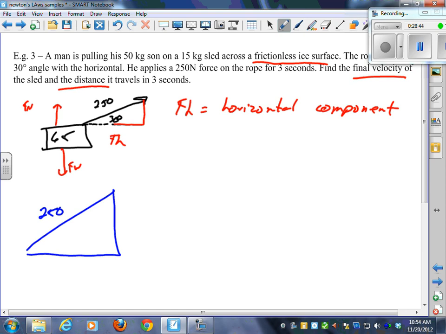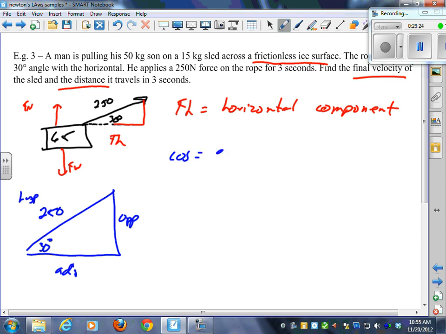250 newtons. Yes, I can just see the faces lighting up with excitement. I get to use the sine, cos, and tan buttons on my calculator again. This side is the opposite. This side is the adjacent. Remember all that? Which side's the hypotenuse? The 250 is the hypotenuse. So I've got a hypotenuse, I've got an angle, and I really want to know the adjacent, so I'm going to have to use cosine.